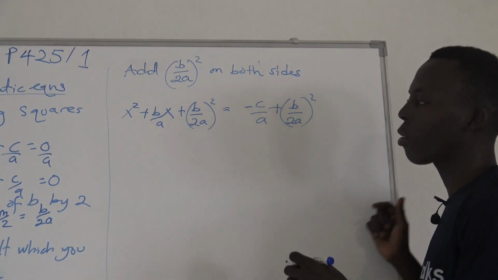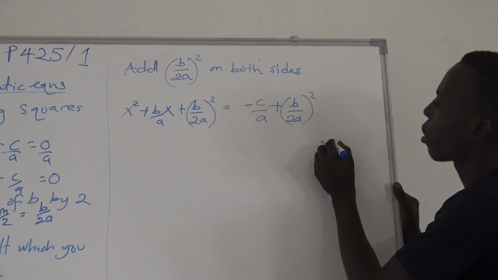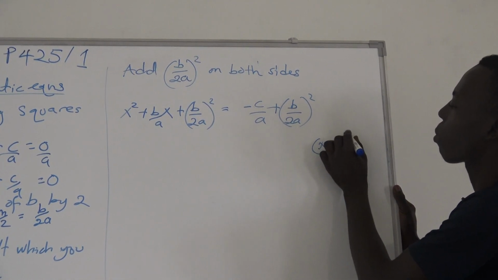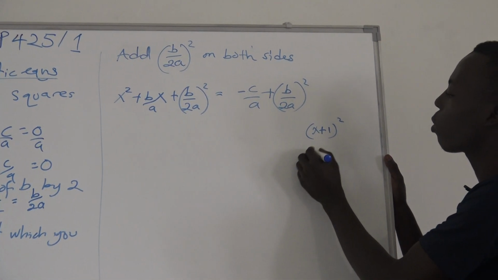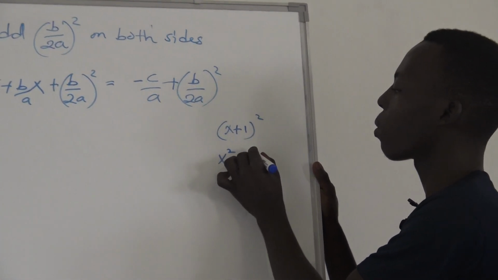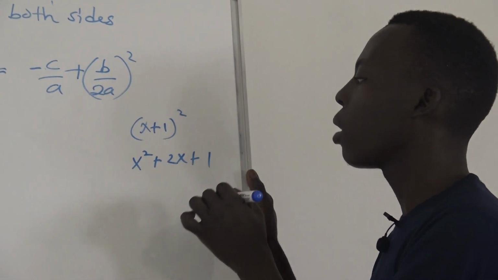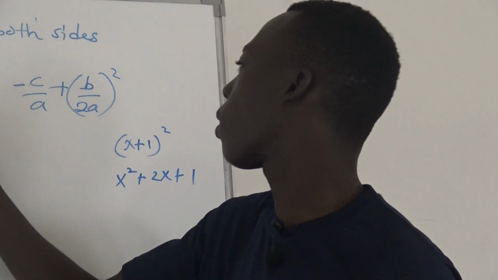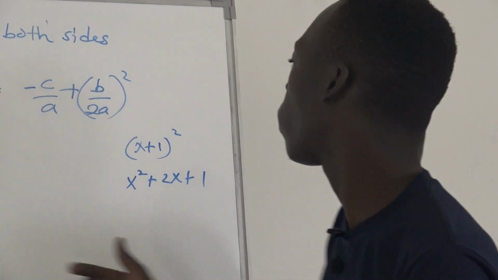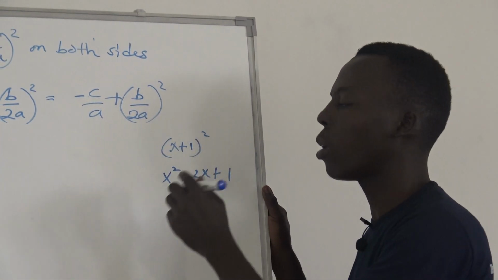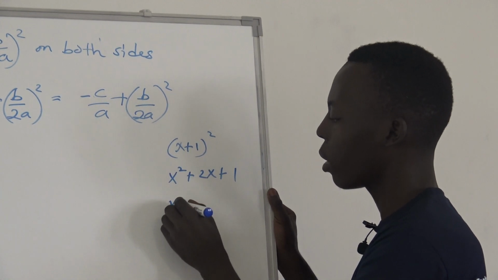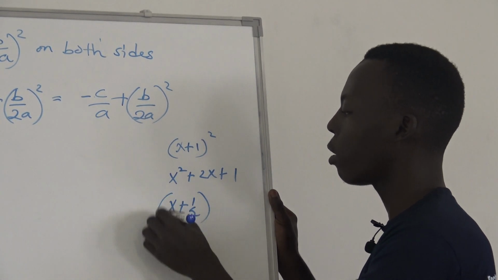Like now, if I expand x plus 1 squared, we said that when we expand a certain value like this, it will give us x squared plus 2x, then plus 1. So it is the same as this. As an instance, if this value of 1 was a half, to be x plus a half, what will it be?